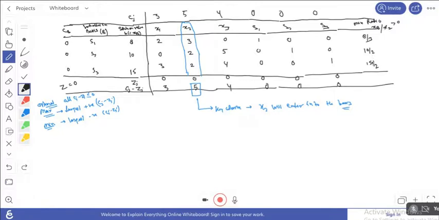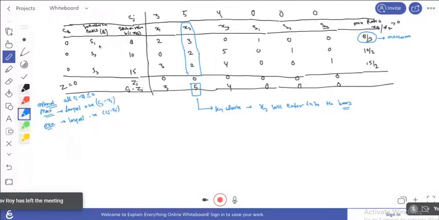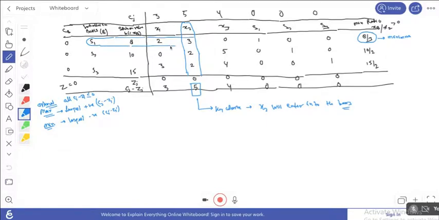This is 5, this is 7.5, and this is approximately 2 point something. So the minimum is 8 by 3. This is your minimum ratio, and this value is minimum. It corresponds to the vector s1, so this is your key row.